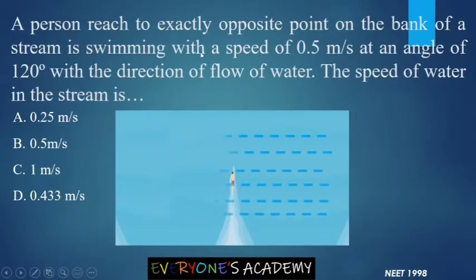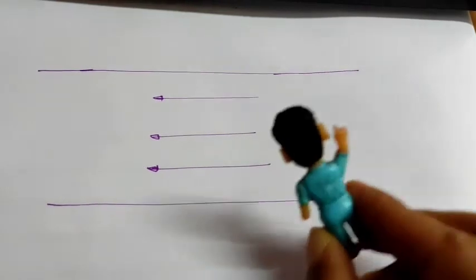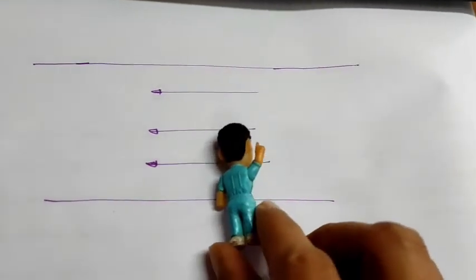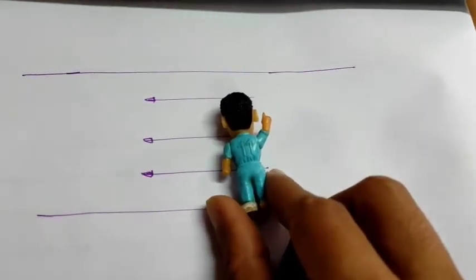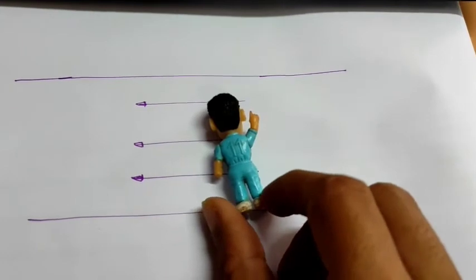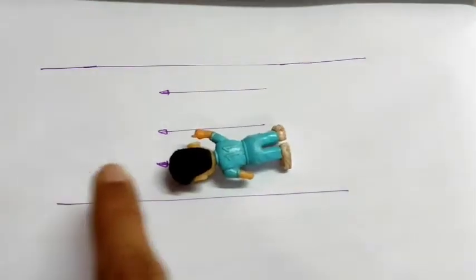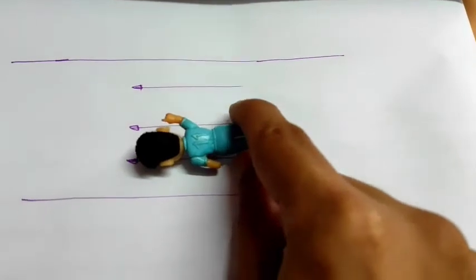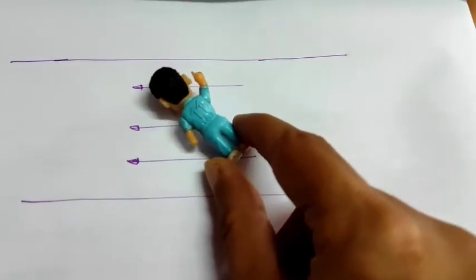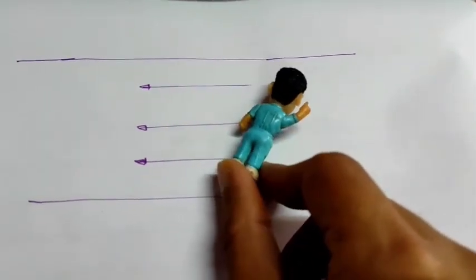A person is swimming with a speed of 0.5 meter per second at an angle of 120 degree with the direction of the flow of water. It is given in the statement that the swimmer swims in the direction at an angle of 120 degree with the direction of the flow of water. So we will measure the 120 degree angle from the direction of the flow of water. So this is the direction of the flow of water. Starting with 0 angle, initially this is 0 angle. Somewhere here it will be 45 degrees angle. Somewhere here it is 90 degrees angle, and 120 degree angle will be this one.